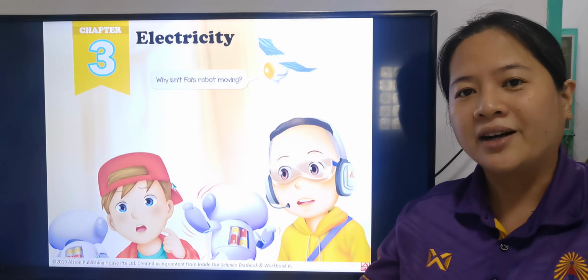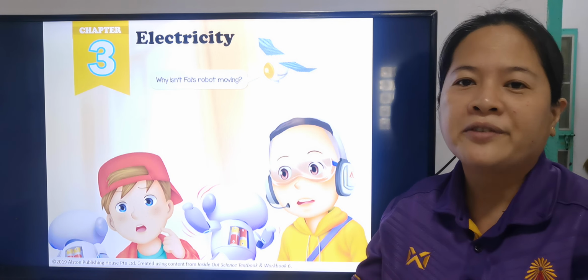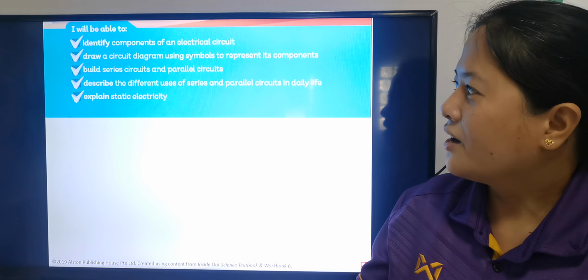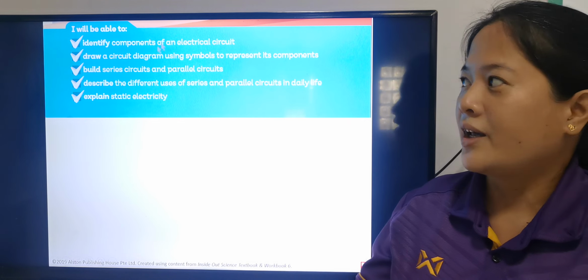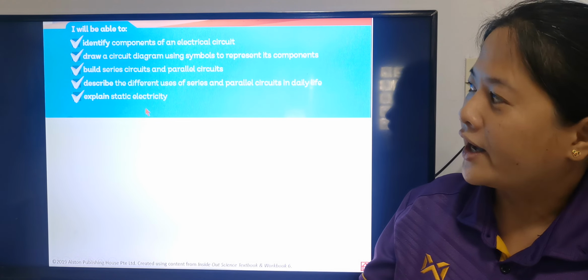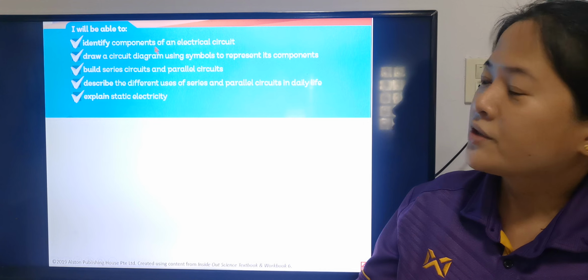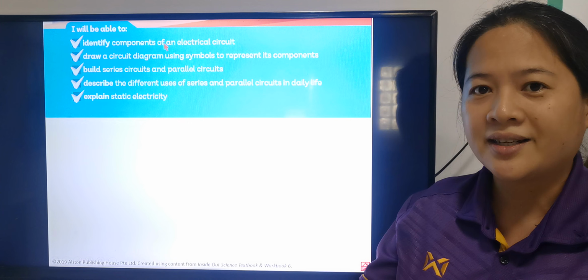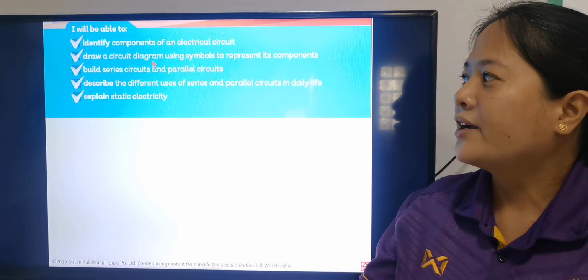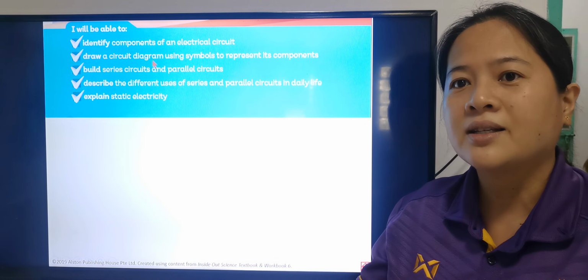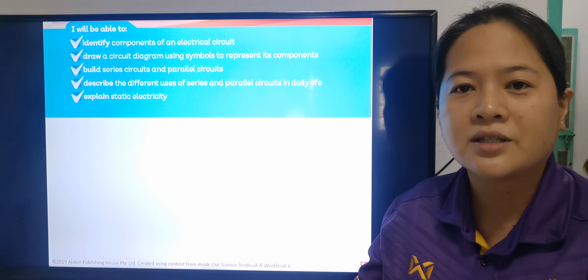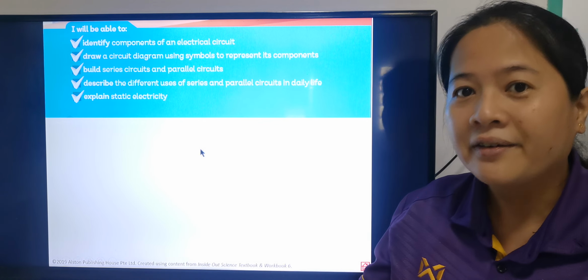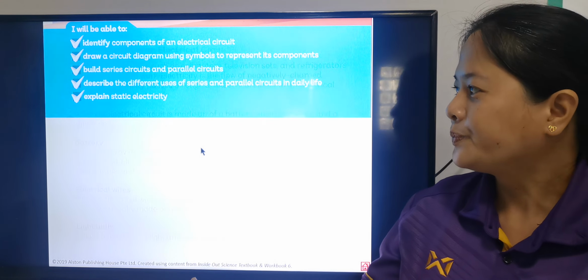So our lesson is about electricity, okay? You're very familiar with electricity. We use it every day in our lives, okay? So let's start with our objectives, okay? Our objectives for this chapter, there are 5, but for today we're going to focus on 2 objectives, okay? We have to identify components of an electric circuit and draw a circuit diagram using symbols to represent its components. So for today, we're going to focus on the symbols and how to draw an electric circuit, okay? A diagram of an electric circuit.